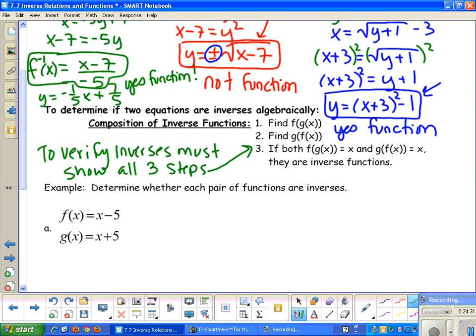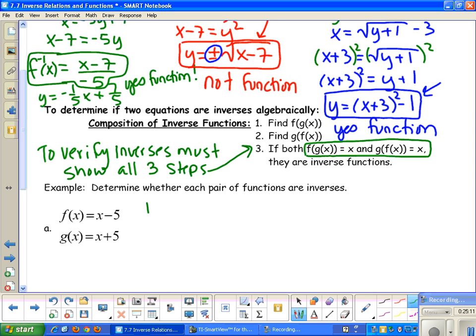So for example, it says determine whether each pair of functions are inverses. Now, I can't just switch the x and the y's and show that they are. I have to use this proof. If you look at this proof, why does it say f of g of x equals x and g of f of x equals x? Because when you're doing the composition of an inverse, you're basically undoing what you did before. The reason you get equals x is because y equals x was the line of reflection. So you're undoing what you did from the first function and you're getting just your x value out. That's why they would be inverses.